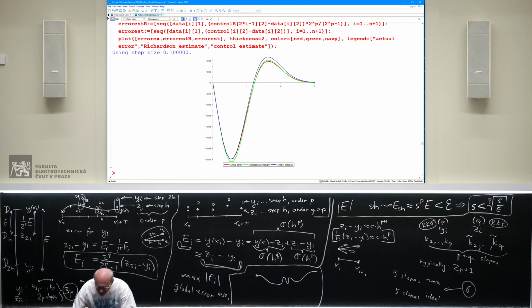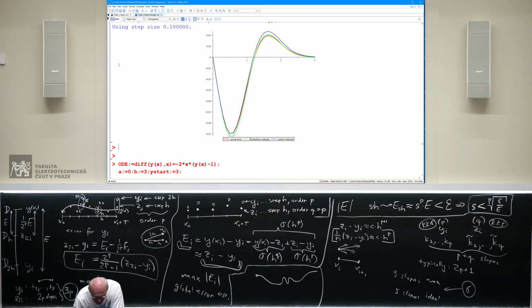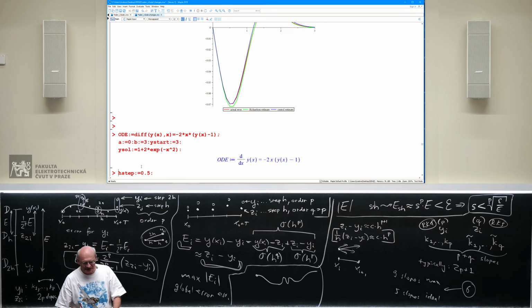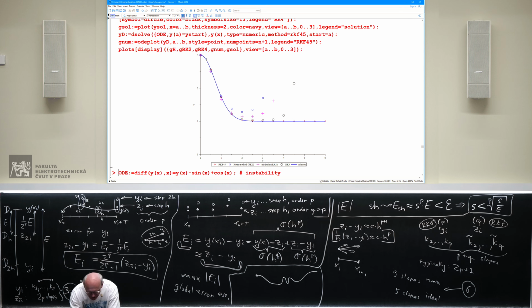Let's have a look at it. To make our life interesting, I'm going to return to this almost exponential example where the solution is bounded, and Runge-Kutta methods had a tendency to run away if the step size was large, namely if the step size was 0.5. So let's have a look at it again.